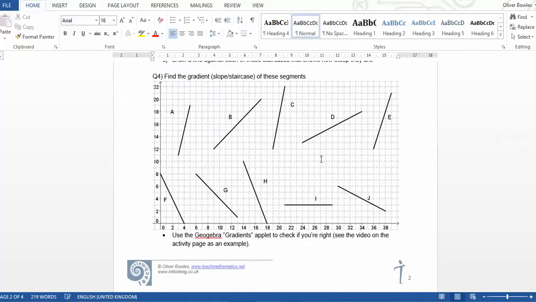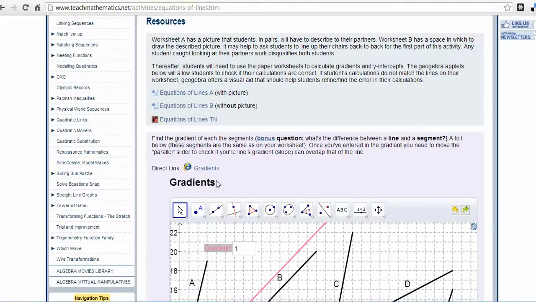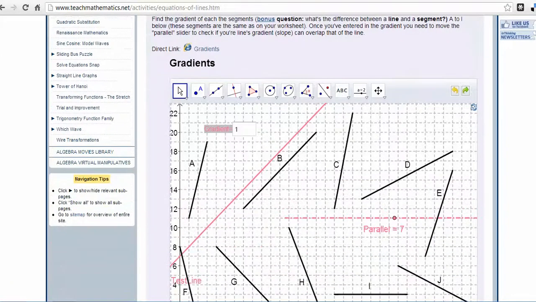And then you've got practice time, so practice finding the gradients, the slopes of these lines. The aim throughout this activity is to be able to do it on paper. Can you find the gradient and y-intercept on paper and therefore the equation of the line? And then the applets are there just to help you. So if I scroll down a bit, there's a gradient applet.